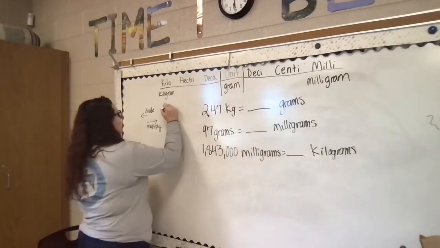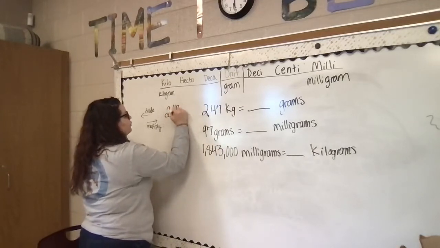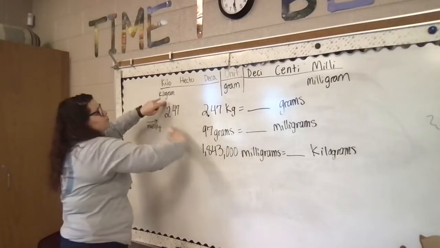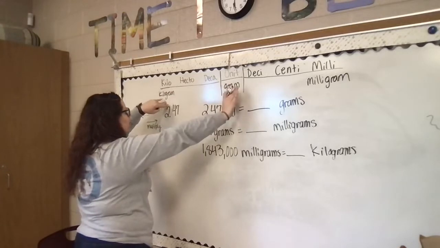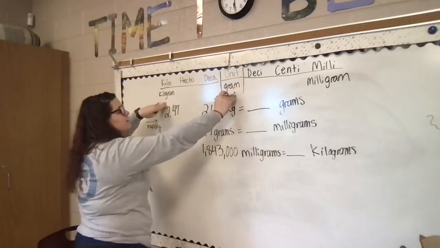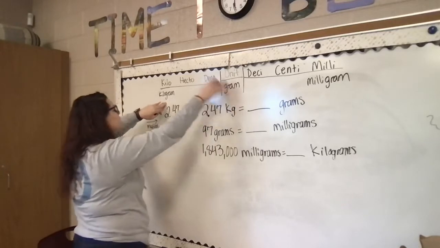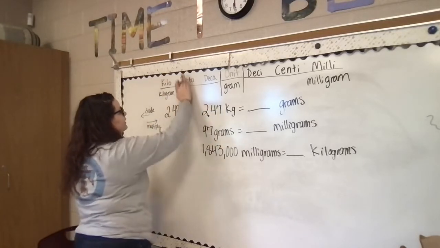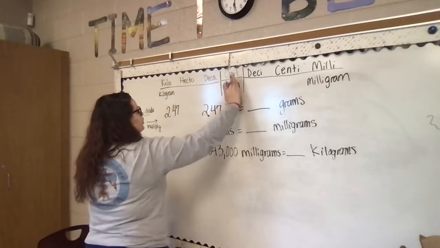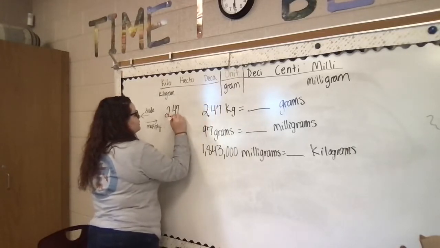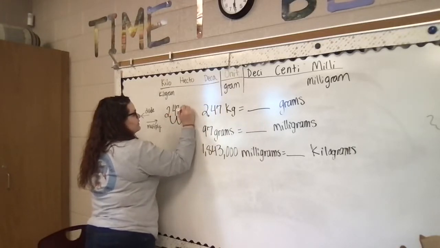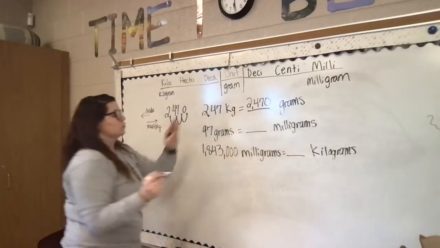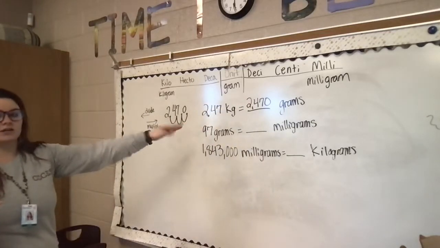I'm going to go ahead and write my number that I know I have. I have 2 and 47 hundredths kilograms. I'm going to grams, so if I'm moving right across this, I'm going to multiply. The number of grams is going to be a larger number than kilograms. But how many times do I multiply? Look at our chart and see how many place value shifts. 1, 2, 3. So I'm going to move my decimal 3 times to the right. That tells me that there are 2,470 grams in 2 and 47 hundredths kilograms.